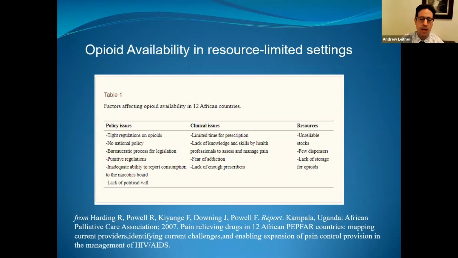This came from a Palliative Care Association meeting a few years prior, in 2007, pretty much putting into categories what the barriers are. Are there policy issues, clinical issues, and resources? It was just educational to me because some of our access challenges in the US are mostly regulatory. Sometimes we have supply issues, but it's mostly on the regulatory side. But understanding other clinical issues and policy issues is very helpful and obviously critical when you're in that practice setting.